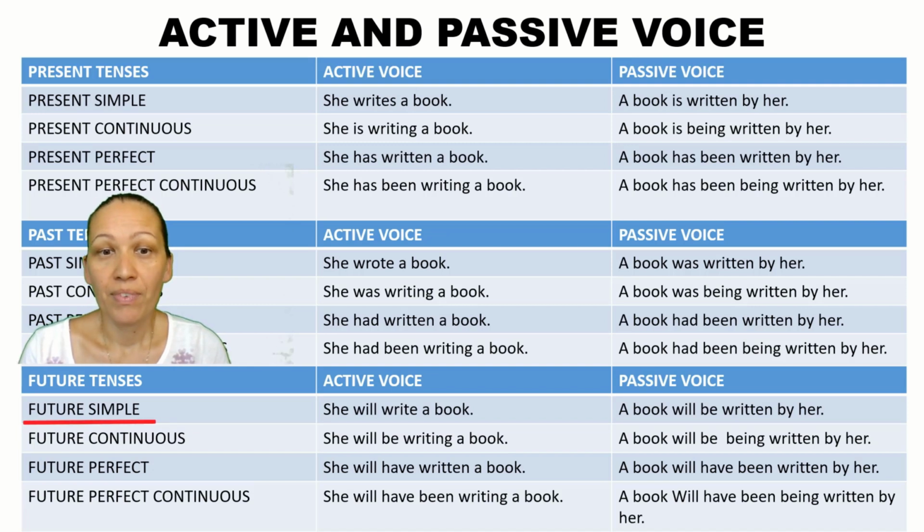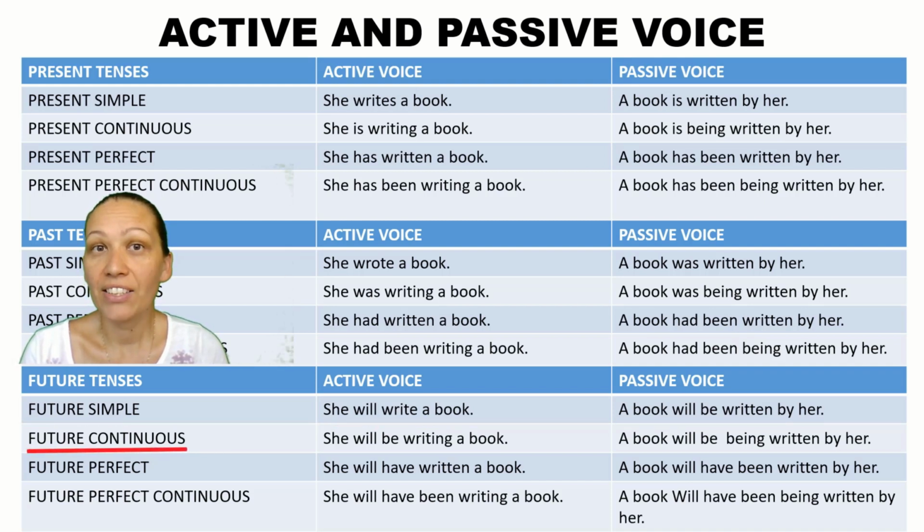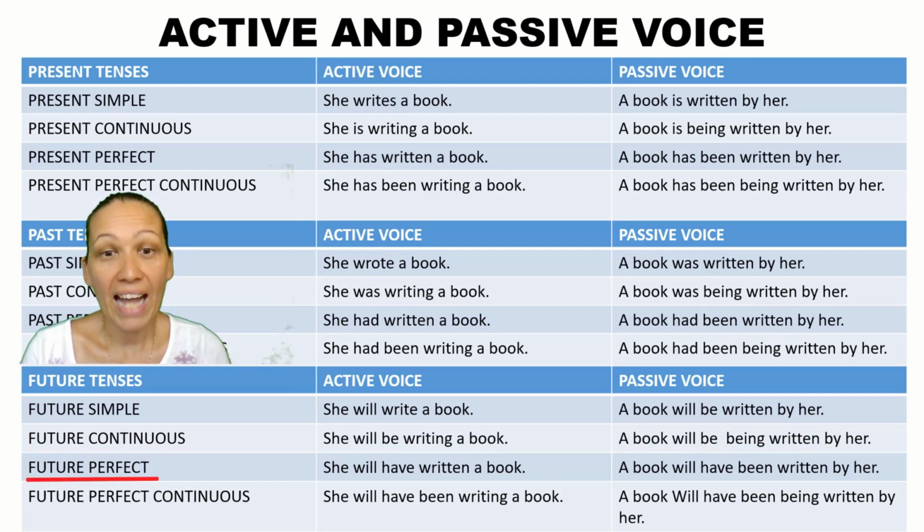Future simple. The active voice sentence is she will write a book. The passive voice sentence will be a book will be written by her. Future continuous. The active voice sentence is she will be writing a book. The passive voice sentence will be a book will be being written by her. Future perfect active voice sentence is she will have written a book. The passive voice sentence will be a book will have been written by her.